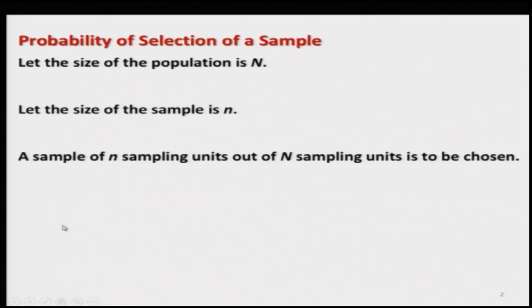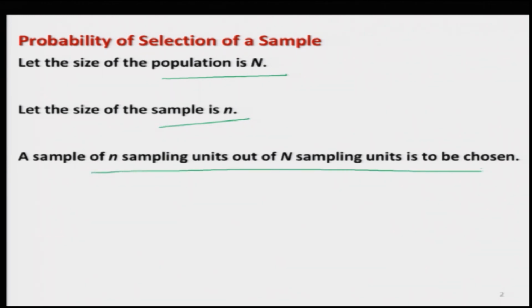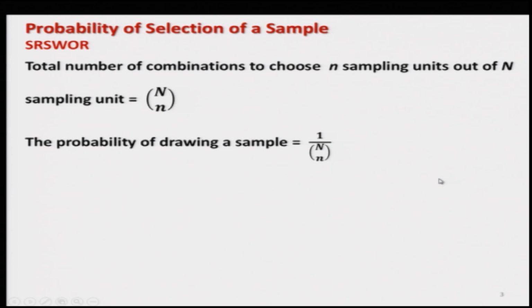Okay. Now we consider our setup. Suppose the population size here is capital N, and we want to draw a sample of size small n. So n sampling units out of capital N sampling units are to be drawn by SRS. I have here two options, WOR, without replacement, and WR, with replacement. First I consider the without replacement case.